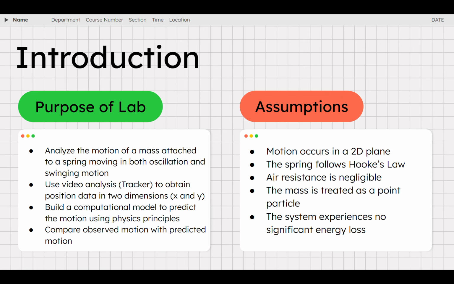Use video analysis through Tracker to obtain position data in 2 dimensions, x and y. Build a computational model to predict the motion using physics principles. Compare observed motion with predicted motion.